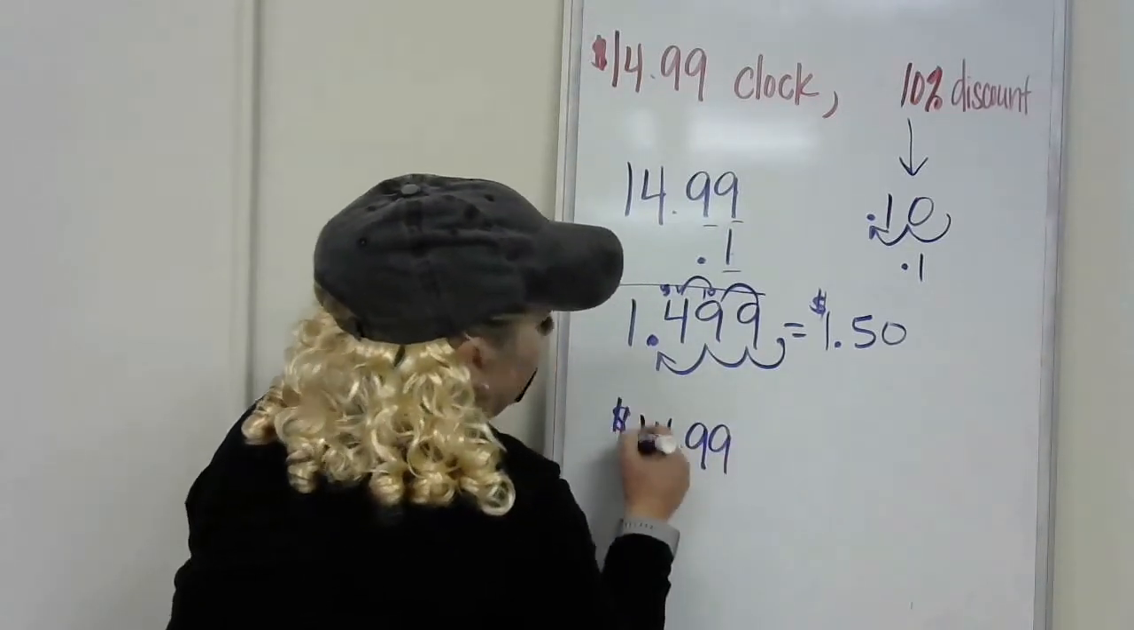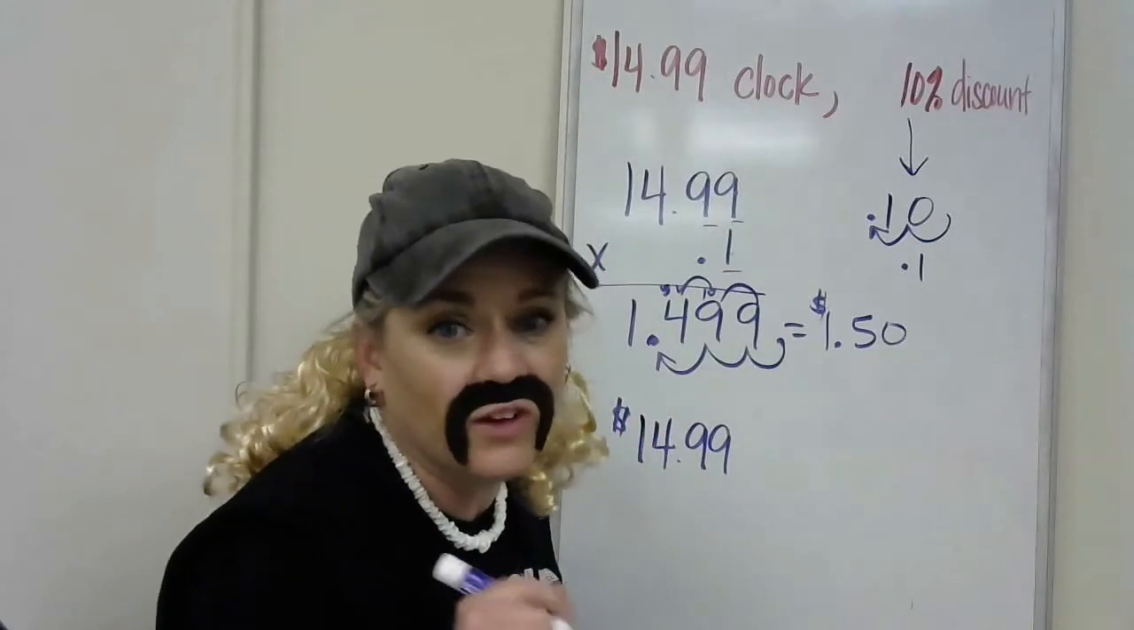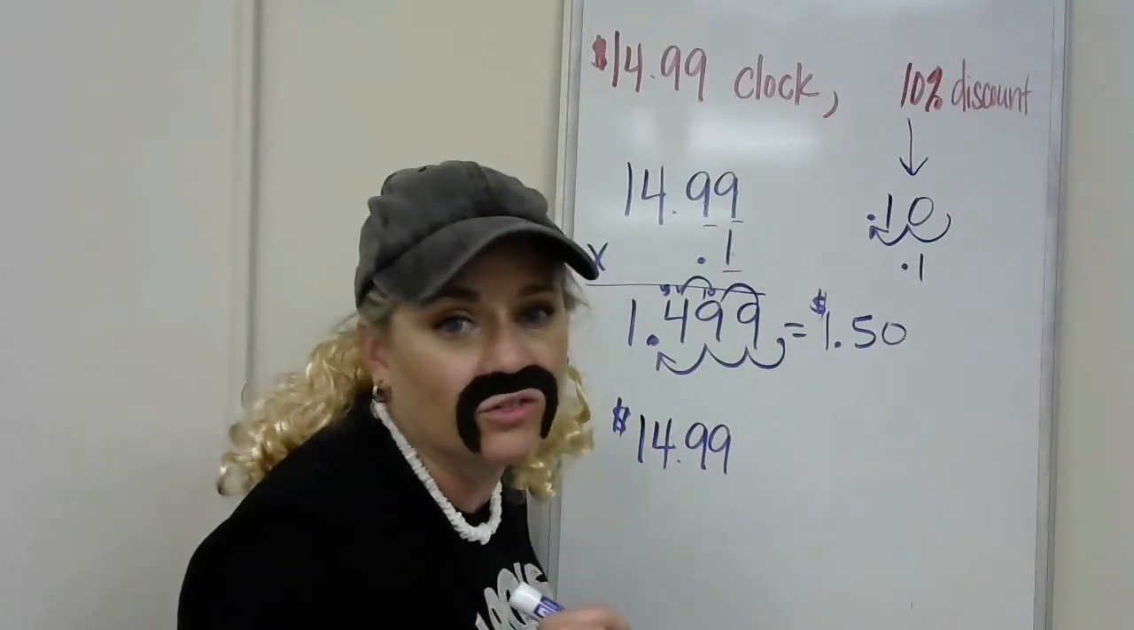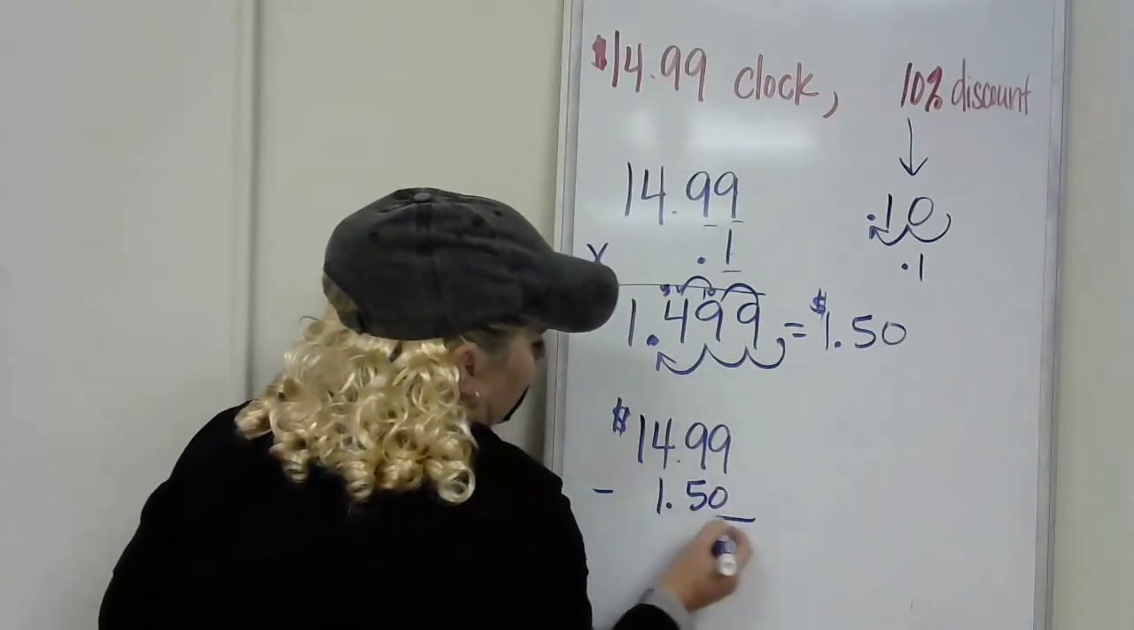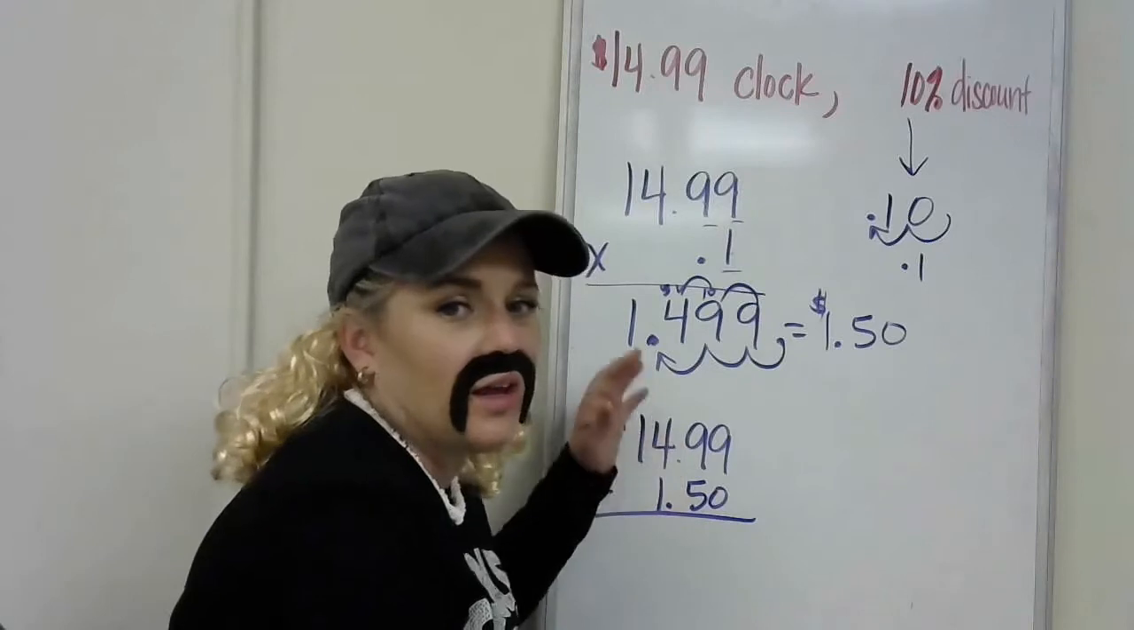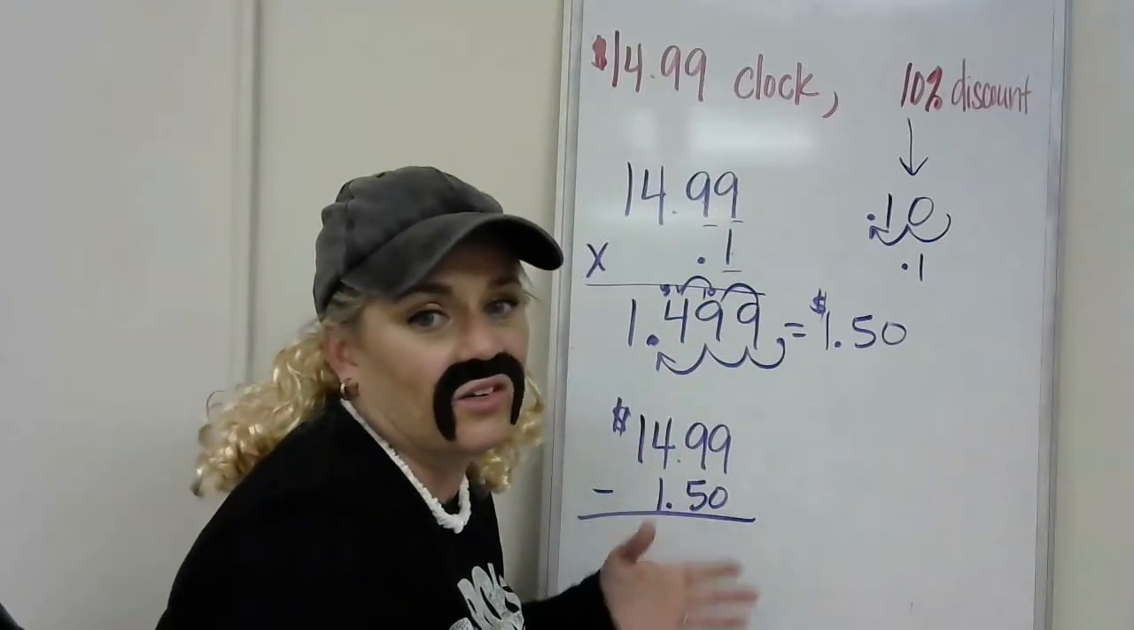All right, so I've got $14.99. I got some annoying people out here. I'm about to go feed them to tigers, or jackhammering out here or something. And I'm going to subtract $1.50. Okay? Now, when we're adding or subtracting decimals, we do have to line our decimals up.